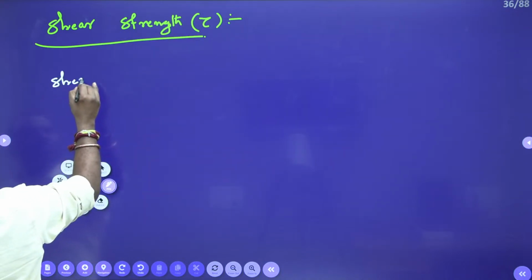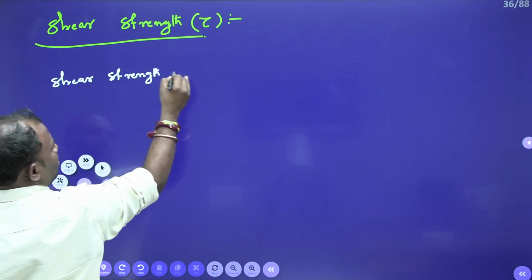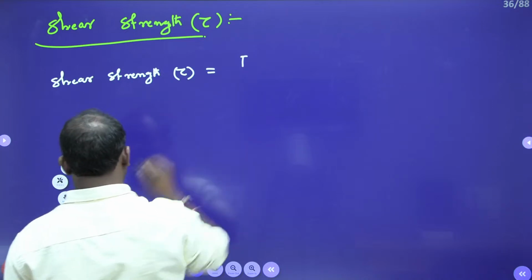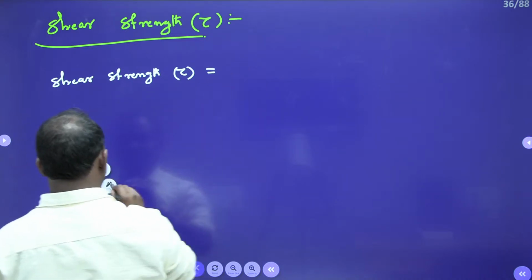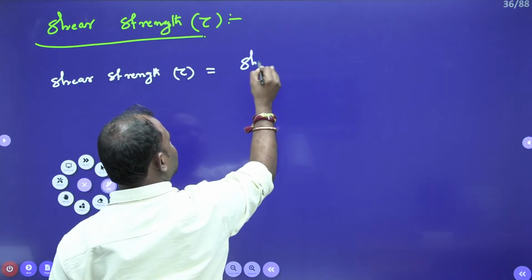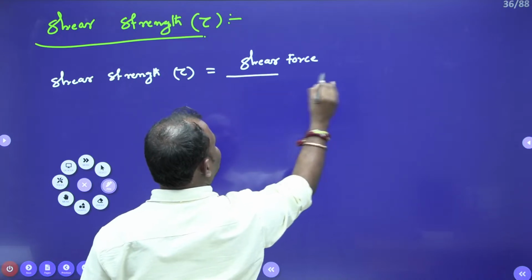Shear strength tau is equal to shear force divided by shear area.